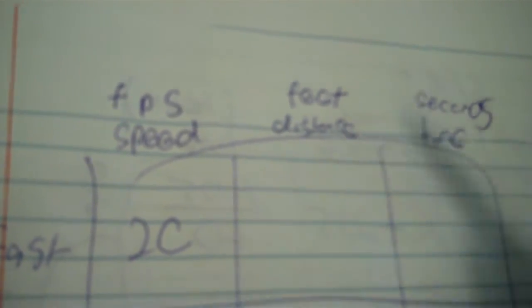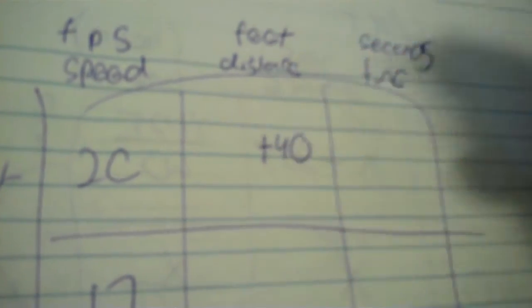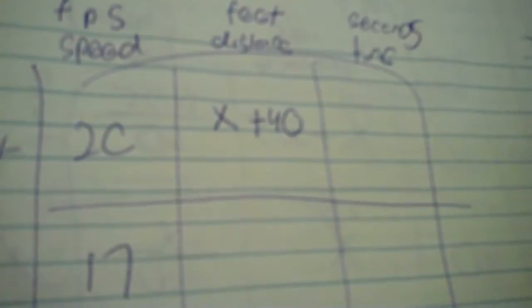Okay, feet per second, we have those rates. We have 20 and 17. So 20 is the fast, 17 is the slow. The distance we don't know, but we do know about the distance is that the fast one went 40 feet further than the slow one. So that means I don't just put a 40, it's got to be a plus 40. But what plus 40, I don't know, so x. And then this one can just be x.